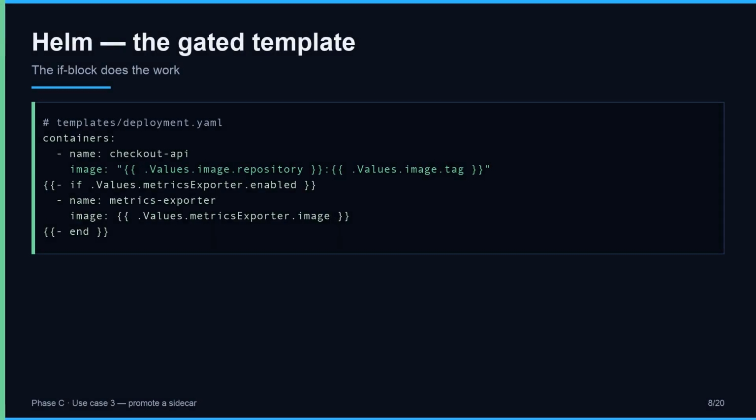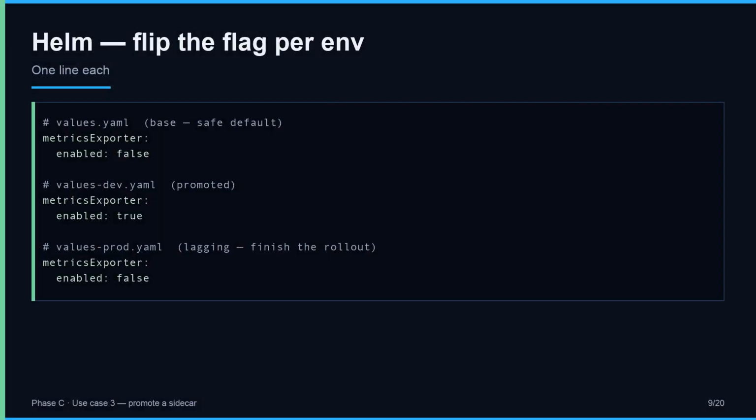Here is the gated template. The main container always renders. Then the if block, if the metrics exporter is enabled, render the sidecar too, otherwise, the block produces nothing. Written once, on the trunk. The only thing that varies per environment is the value of that one flag, and here are the values.